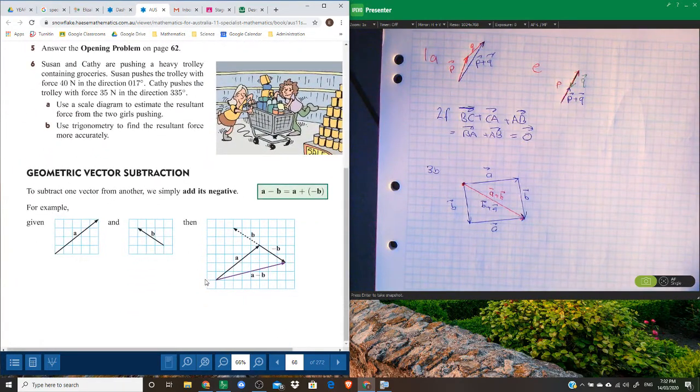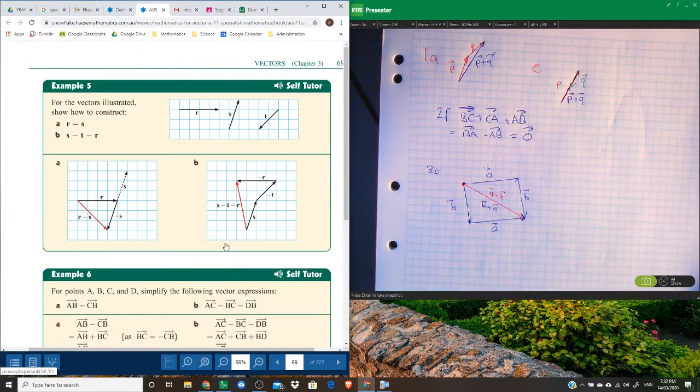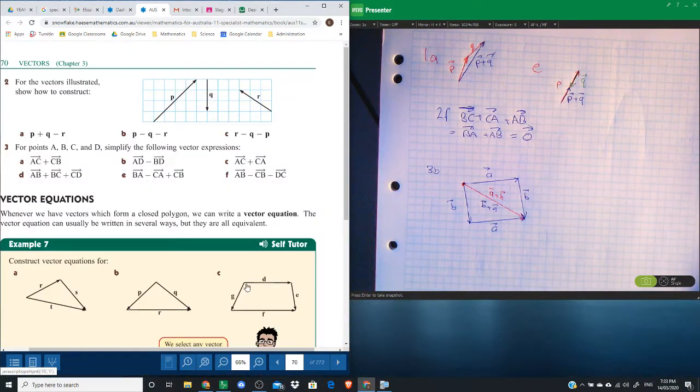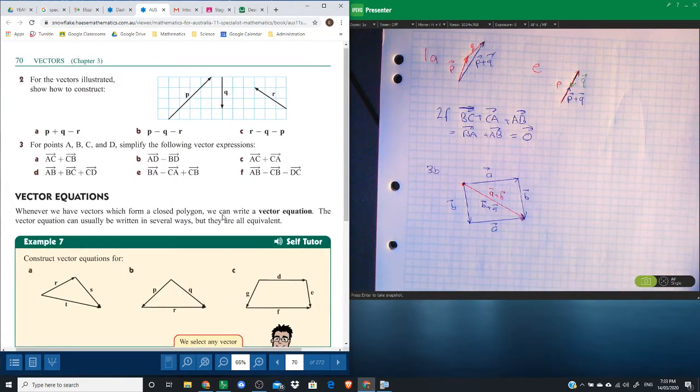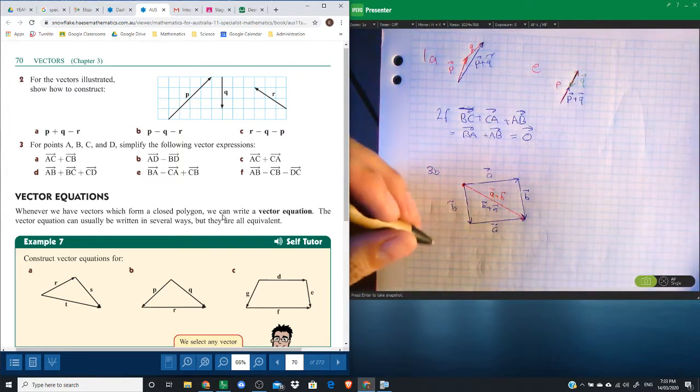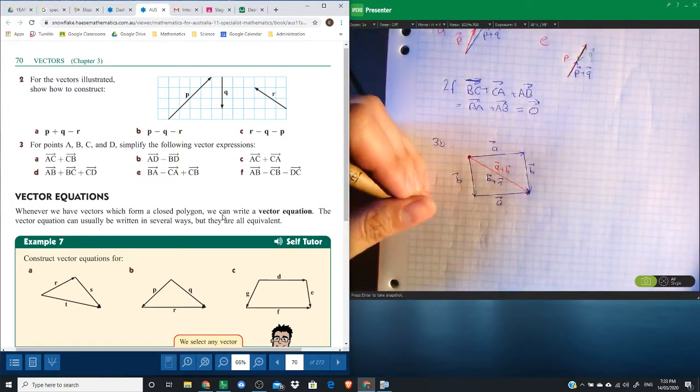All right, geometric vector subtraction. Okay, you can have a look at those examples, but that's how they go about it. Okay. I'll do one for question. Okay, so now we look at subtraction, question 2.